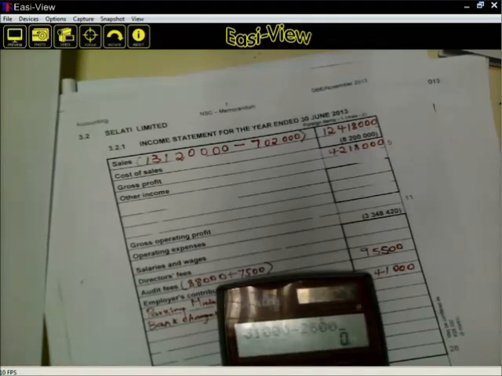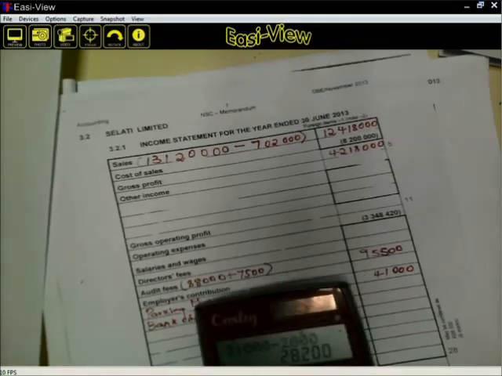31,000 minus 2,800 equals 28,200. So this is the one that you're going to record here. 28,200. It means the total bank charges was only 28,200. So we move to the next adjustment.